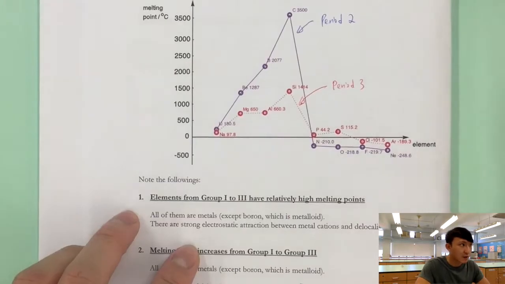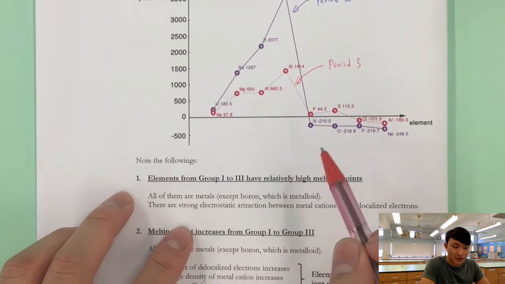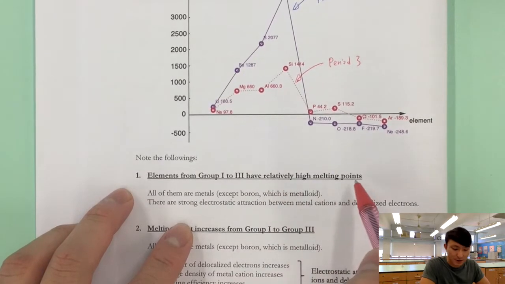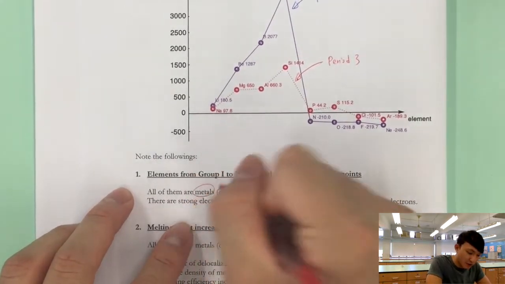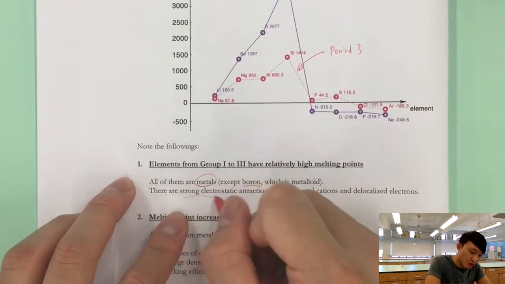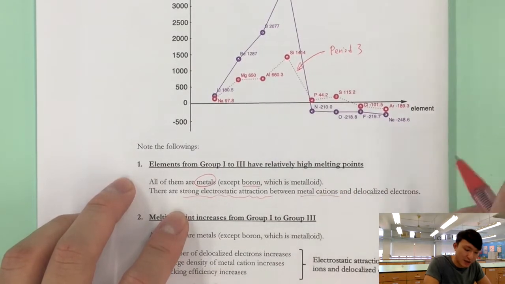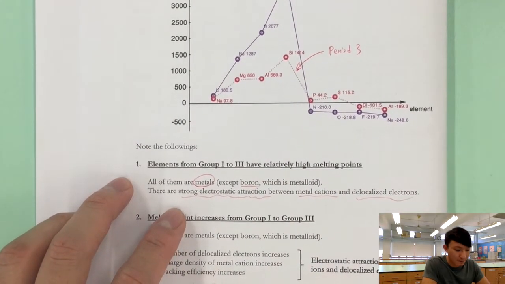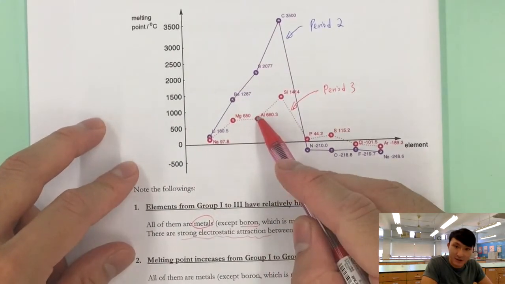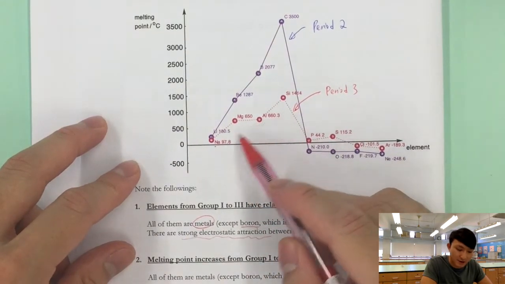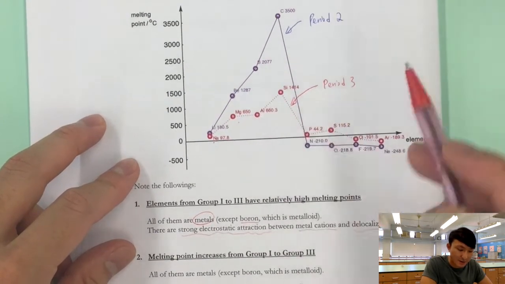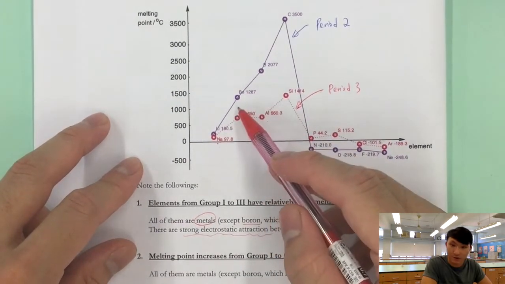So the first observation is that elements in group 1, group 2, group 3, they are generally having high melting point. And the reason is because they are all metal except boron. And for these metals, they all have strong electrostatic attraction between metal cation and the delocalized electrons. Now, we also observe that the melting point increases from group 1 to group 3. So you see sodium, magnesium, aluminium is having the highest melting point. Similar idea is also observed in group 2.